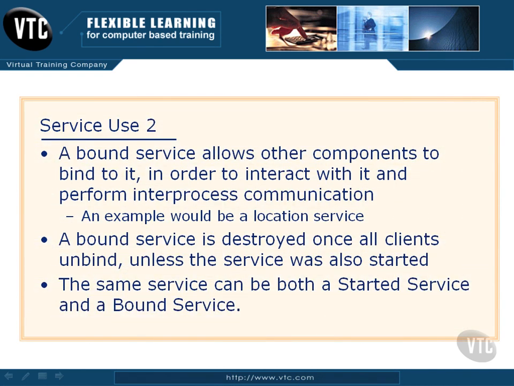The second type of service is a bound service. A bound service allows other components to bind to it, and that allows inter-process communication. So we're going to, in the future, take a look at GPS and location services. This is an example of a bound service. The GPS location service is running in the background, and it provides that GPS information to us. It allows other processes to bind to it.